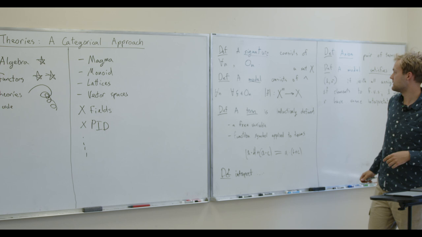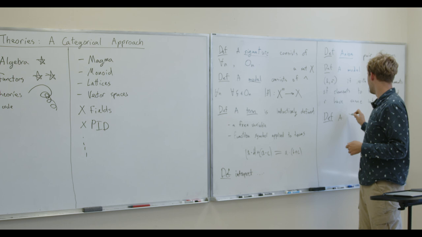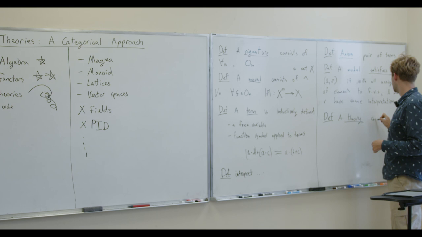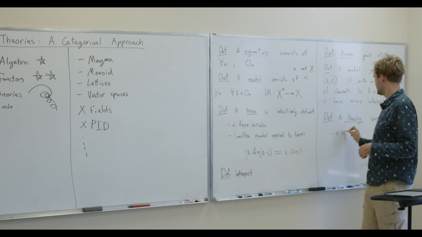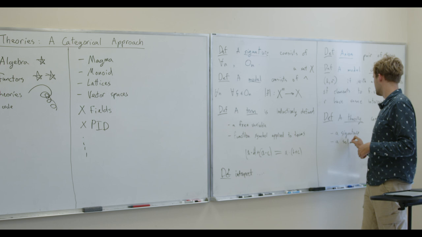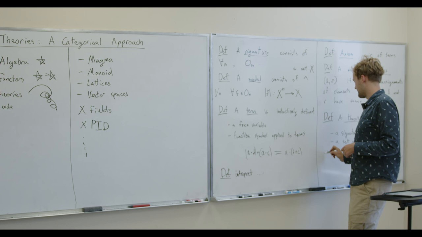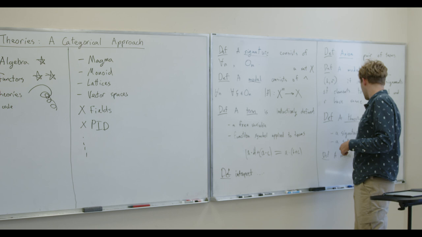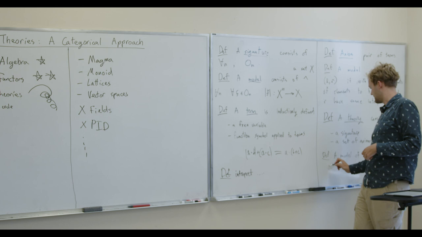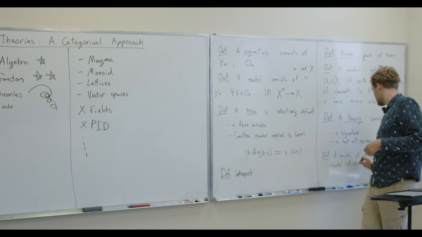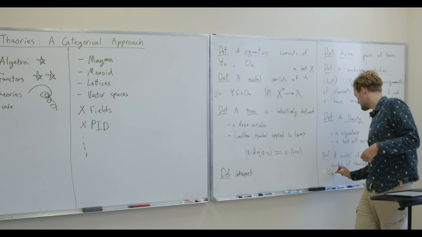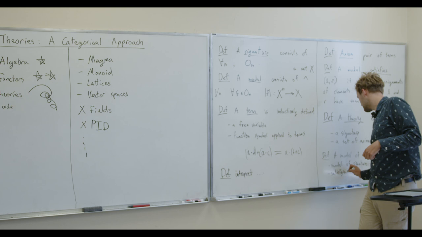So now we can define a theory. A theory consists of a signature and a set of axioms, and a model of a theory is a model of the signature satisfying the axioms.